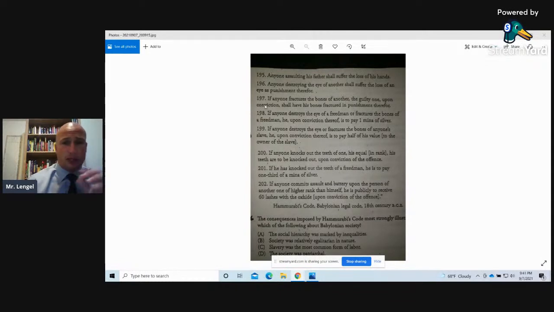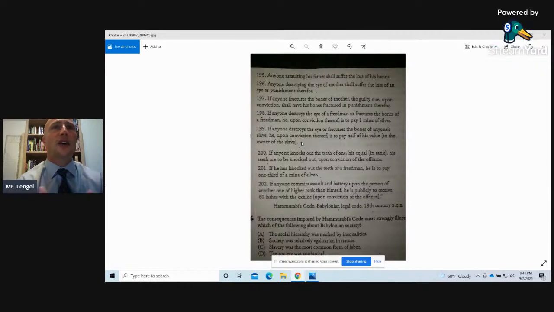Okay, but here's where it gets interesting. It says, if anyone destroys the eye or fractures the bone of anyone's slave, he, upon being convicted, is to pay half of his value to the owner of the slave. So they didn't care about the slaves at all. The slave got his eye poked out, the slave gets nothing, and the slave owner gets money.